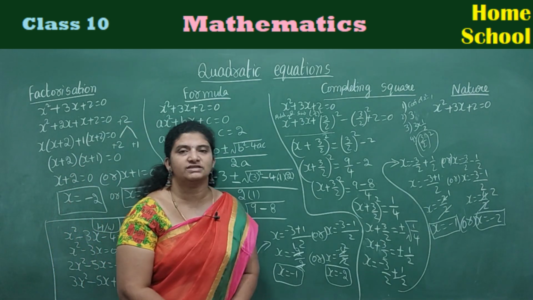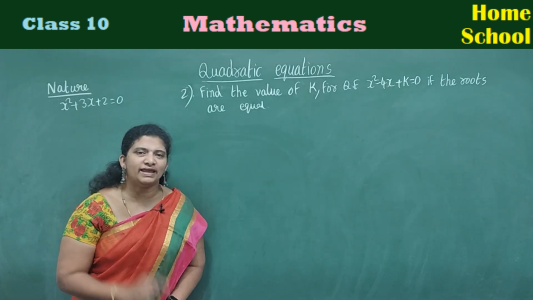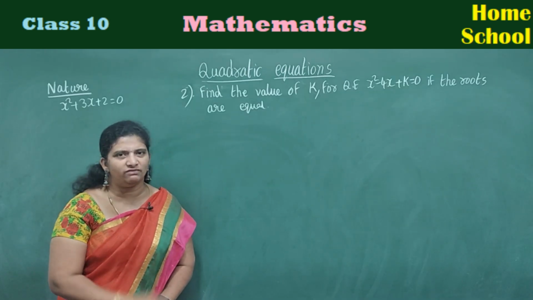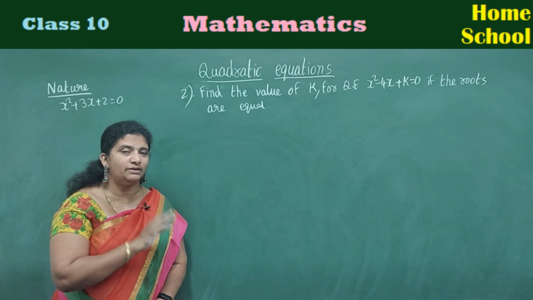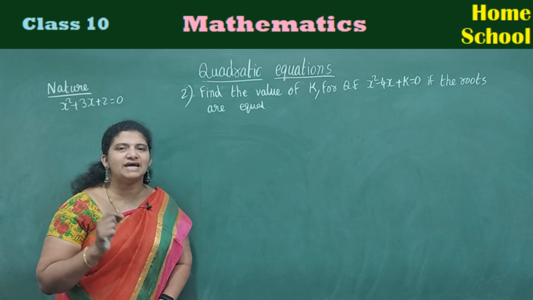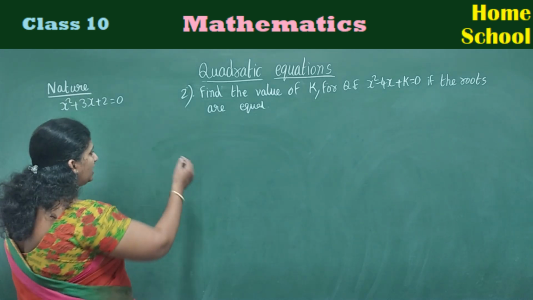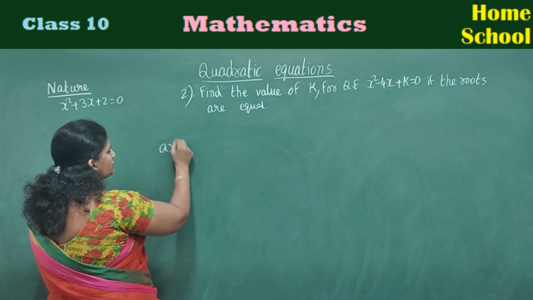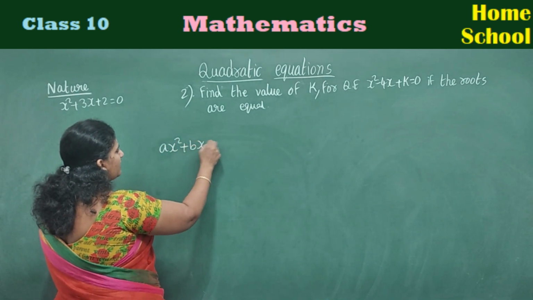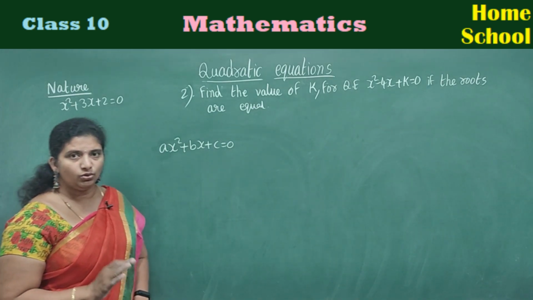Next, I am going to discuss the nature of roots. From this chapter, we can expect one MCQ or one word question among 3 topics. What is the first topic? Write the standard form of a quadratic equation. So, immediately you remember ax square plus bx plus c equal to 0. This is the only standard form.